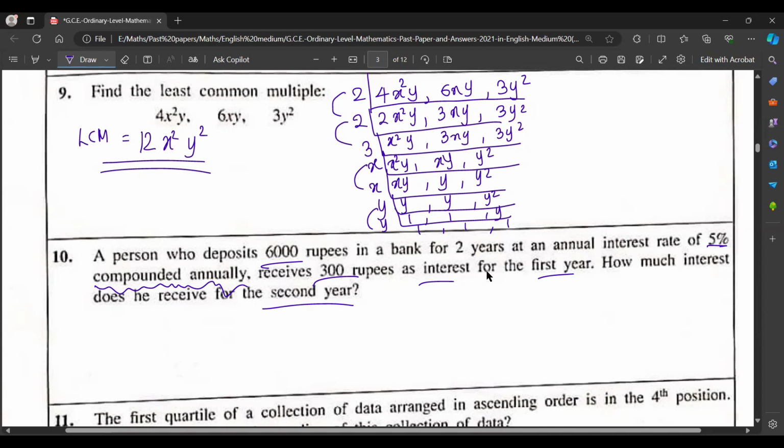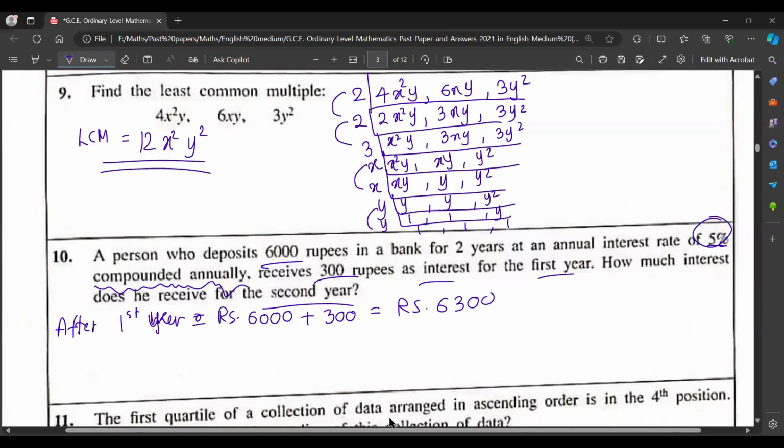They are asking the interest of the second year. So after the first year, what is the value he has now? In the beginning, he had invested 6,000 rupees. He takes the first year's interest of 300 again. Altogether, they have 6,300 rupees after the first year. So the second year starts with this 6,300 rupees. For the second year, they take another 5% as compound.